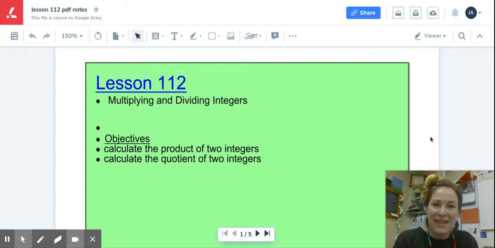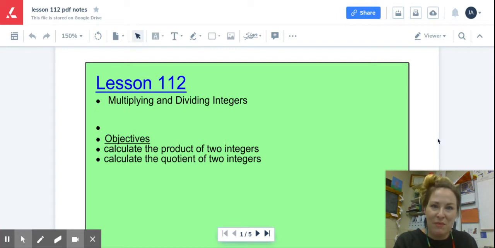Hi everyone, today's lesson is lesson 112, and it's multiplying and dividing integers. This is something that I've just briefly touched on. I think it's actually come up in one of our I Have Who Has games where we just talked about it really quickly. But here we're officially learning this skill, really setting you up for your mathematics as you move forward.